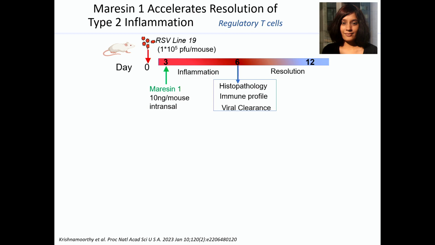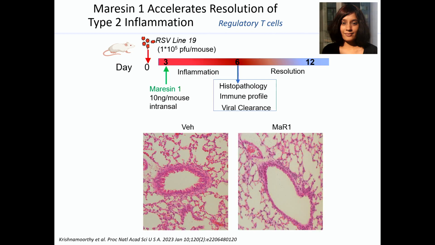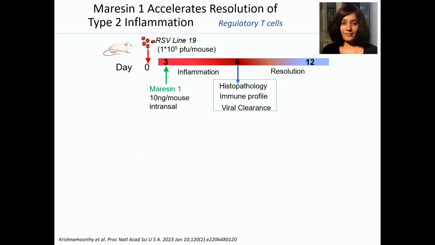I want to end with a vignette that focuses in on regulatory T cells, and this was led by Nandini Krishnamurthy in the lab, using the same RSV model. Day 3 now, we're going to give Maresin 1 rather than the protectins. And again, we see that with Maresin, there's less inflammation when we look at day 6 relative to vehicle.